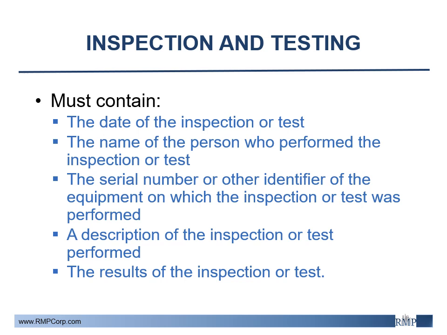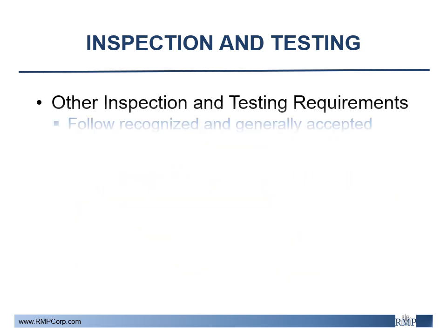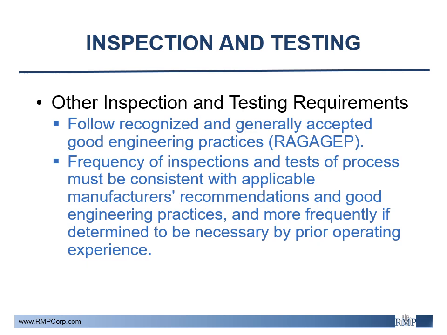In terms of inspection and testing, regulation states that this must contain at minimum the date of the inspection or test, the name of the person who performed the inspection or test, the serial number or other identifier of the equipment, a description of the inspection or test performed, and the results of the inspection or test. Just a few other items we want to make sure of is that we follow recognized and generally accepted good engineering practices, and the frequency of these inspections and tests is consistent with manufacturer recommendations.